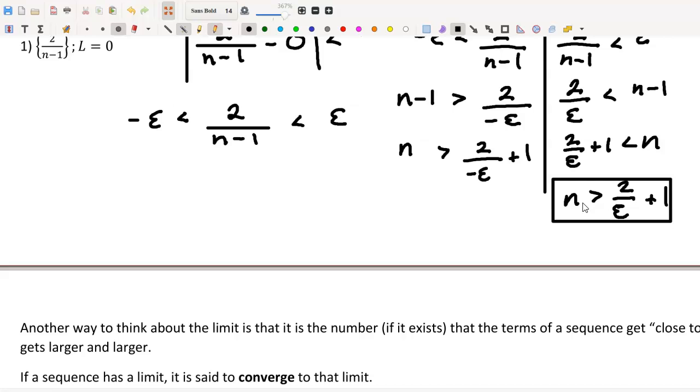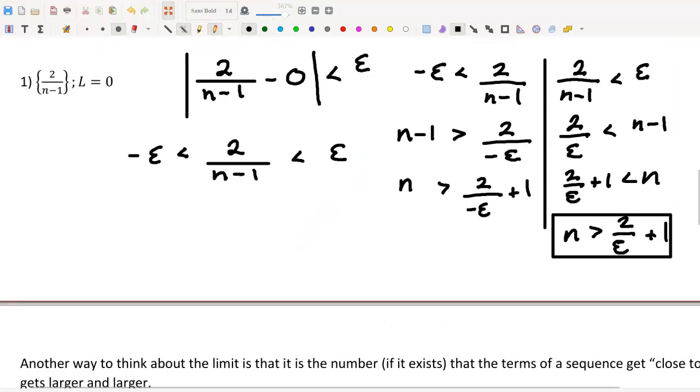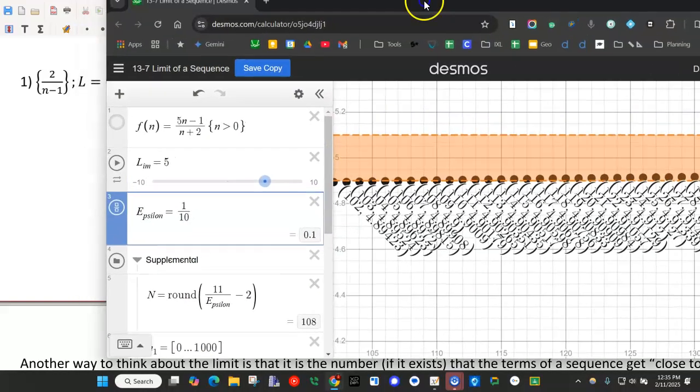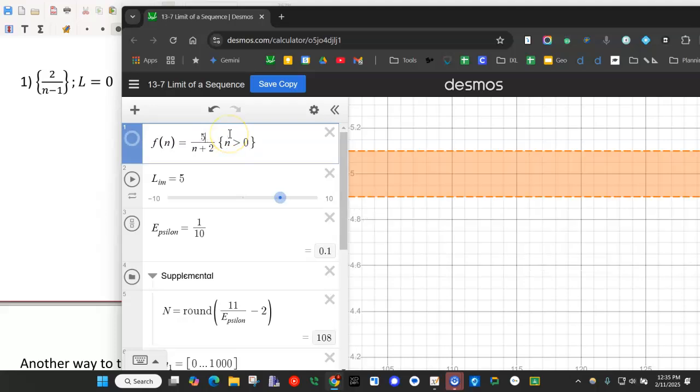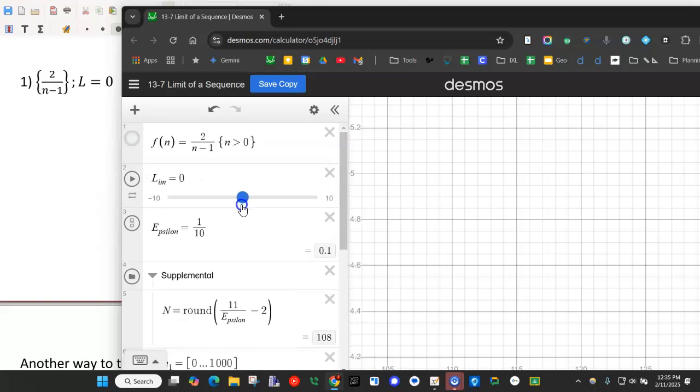Along with your assignment, I am going to post a Desmos link that looks like this. Takes you to here. So you can actually see what's going on. So I can go through and change the function. Change the sequence here to 2 over n minus 1. Set the limit to 0. That's what it tells us it is.